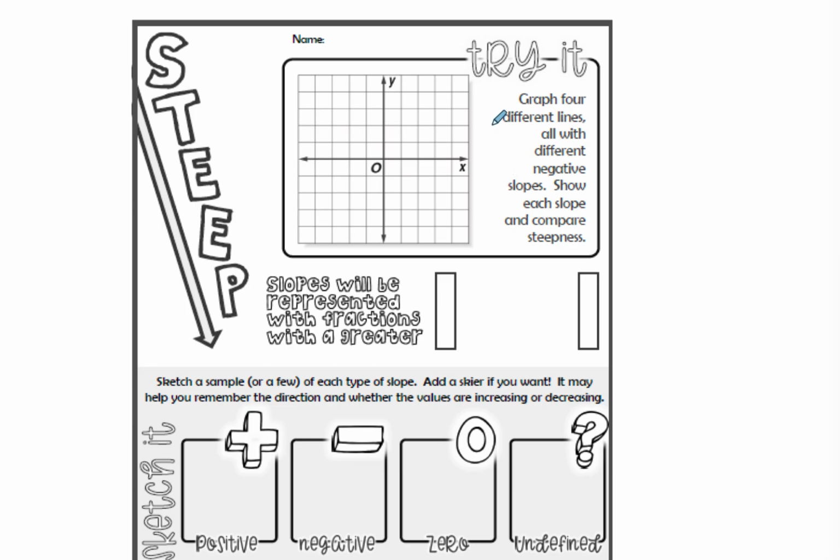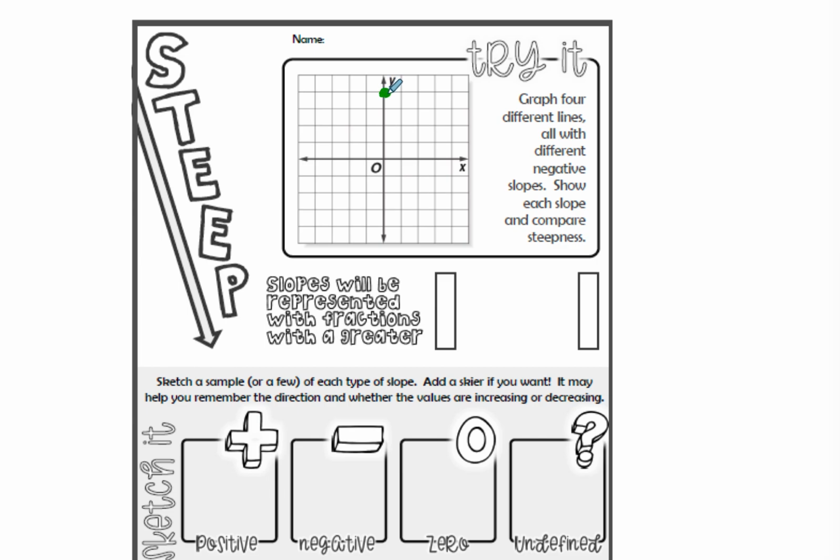Okay, let's try some more problems. So try it. Graph 4 different lines, all with different negative slopes. Show each slope and compare steepness. Go ahead and pause the video for a moment. Try this problem. Okay, check your answers. I'm going to do some. Obviously, yours are not going to look exactly like mine, but they should look similar.